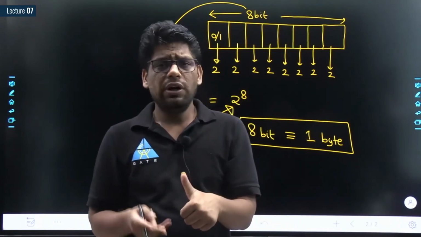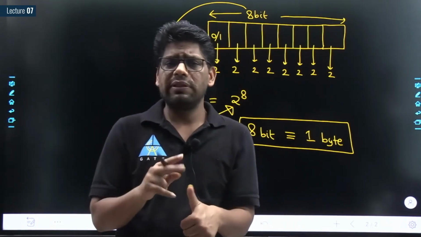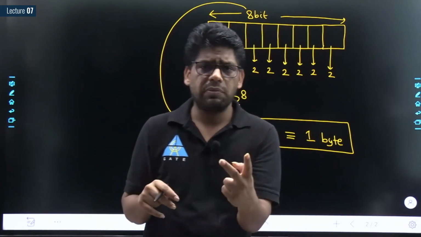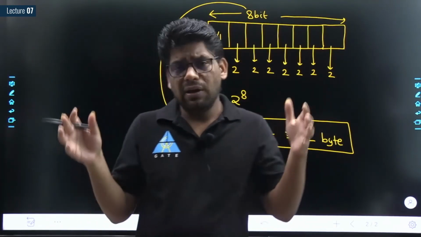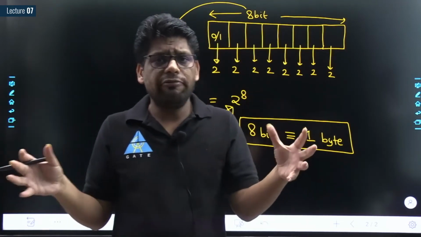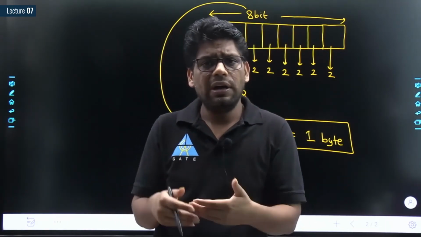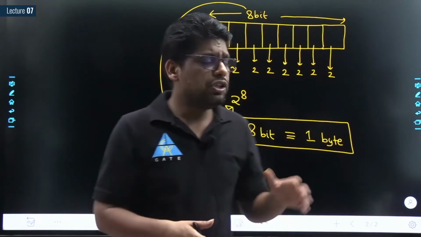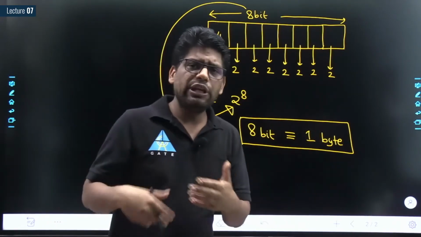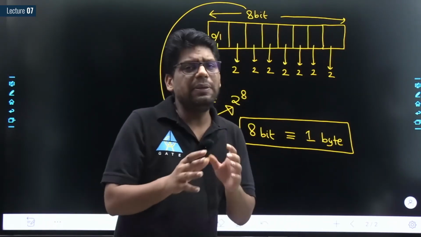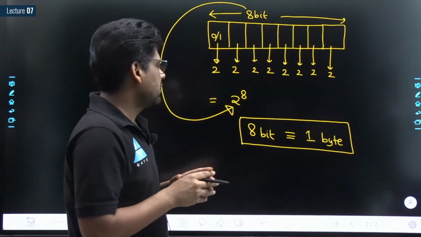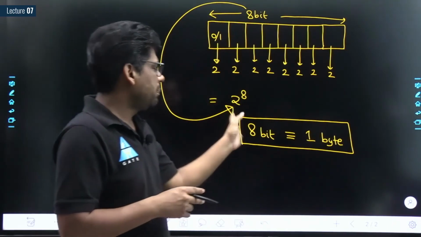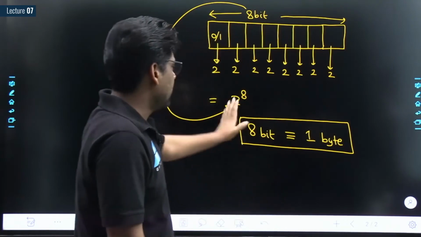A bit can hold either 0 or 1. That means for every bit, there are 2 possibilities. And a combination or a sequence of 8 bits is called 1 byte. We will use these terms more frequently. That is why you should have a clear concept about bits and bytes. Okay, sir, done. Perfectly done.